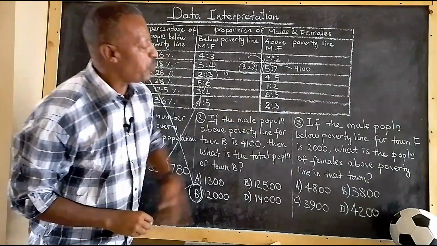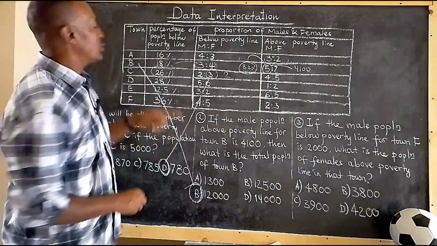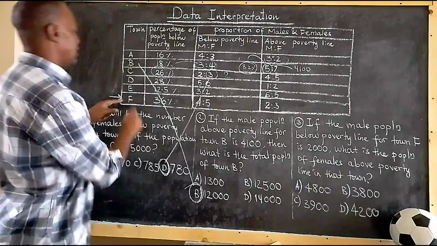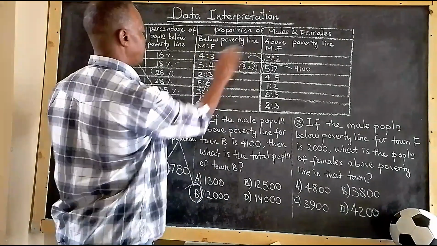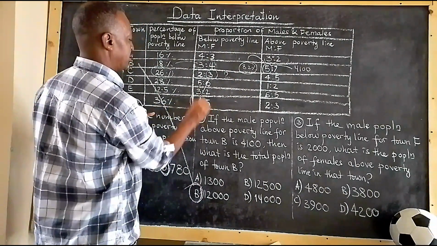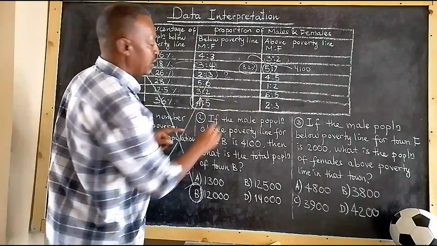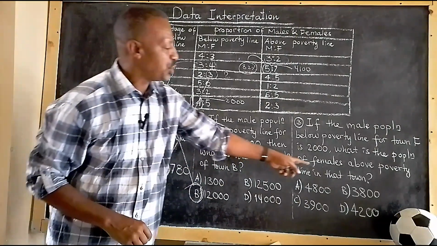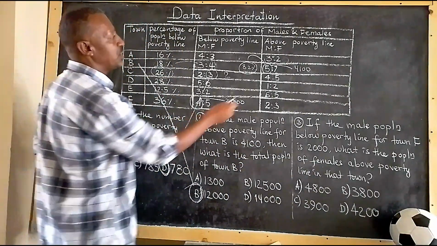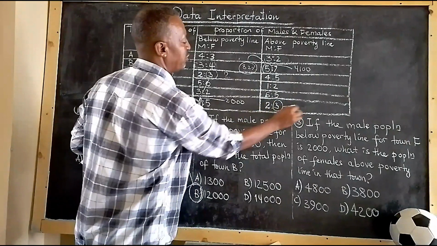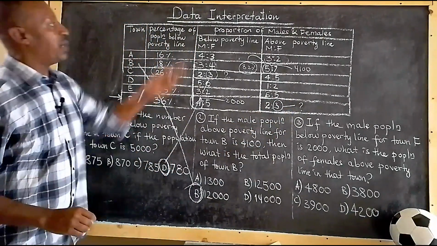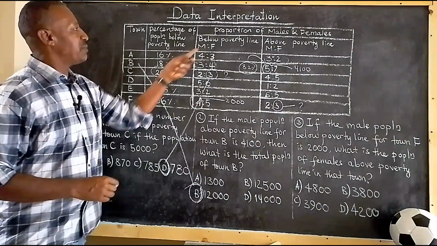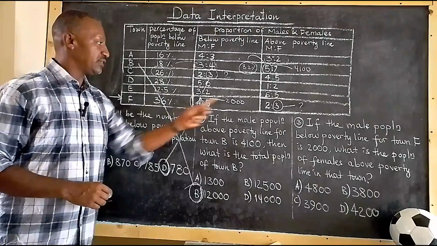If the male population below poverty line for town F, male population below poverty line means here, this one. Male is 2,000. What is the population of the female above poverty line? The question is, the female above poverty line is how much? That's the question, right? The only given data is the male population below poverty line, which is 2,000.